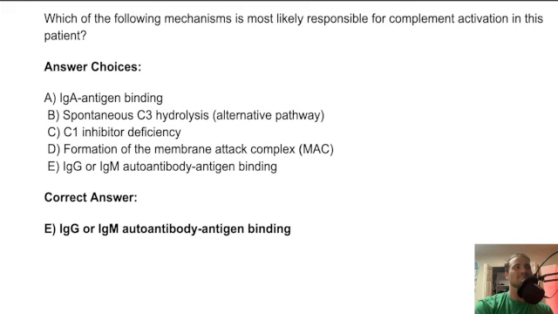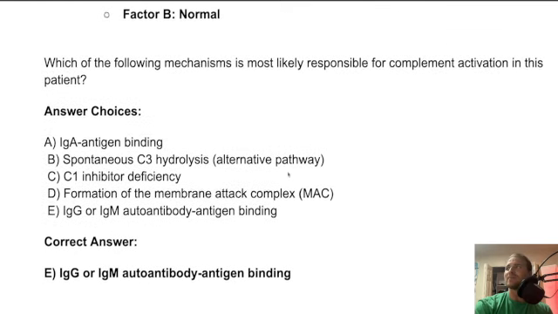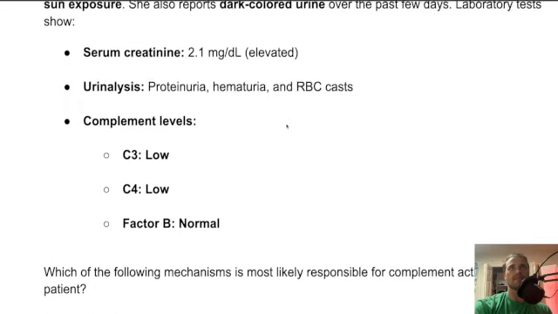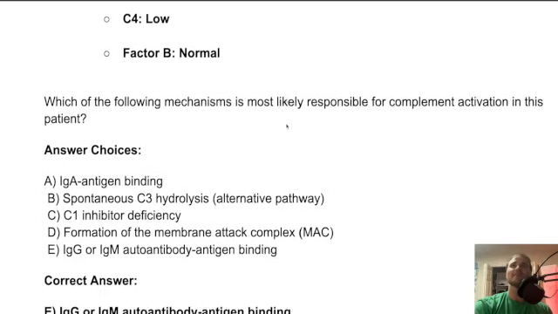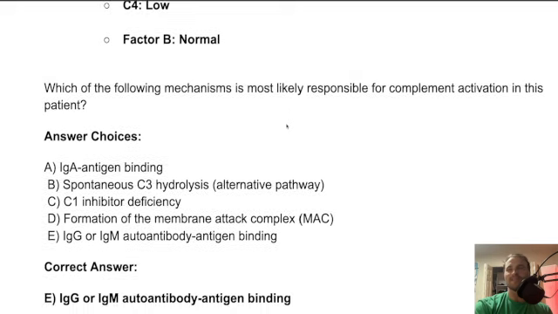So hopefully you enjoy yourselves and learn something today about these mechanisms for complement activation for somebody who has SLE. Just know it's super classical. It's a beautiful thing. IgM activation causing the low C3 and C4 levels. It's not alternative, the B factor is normal.